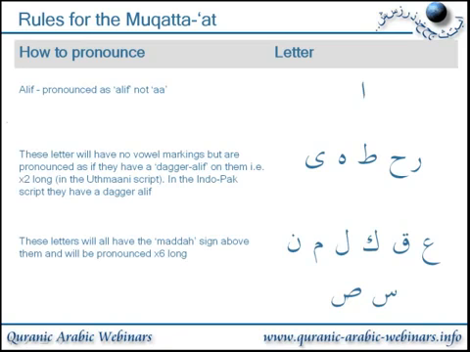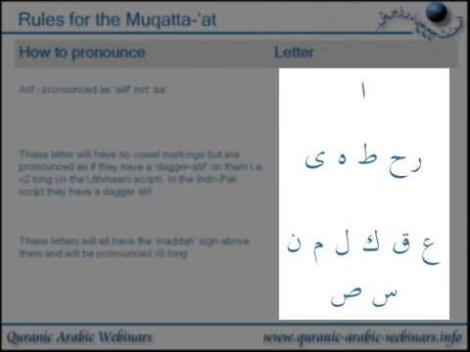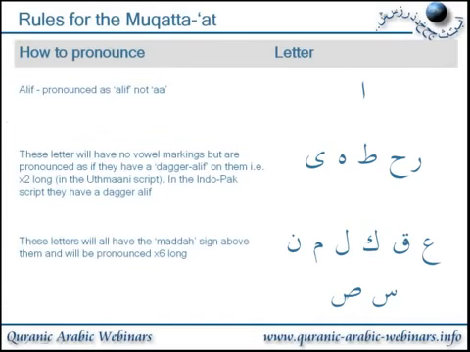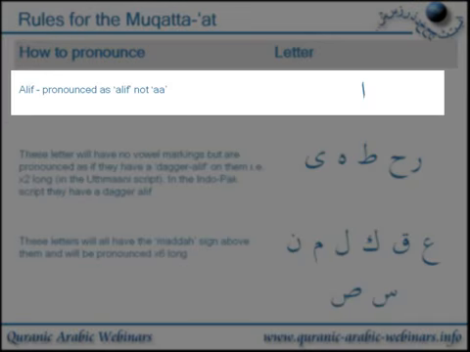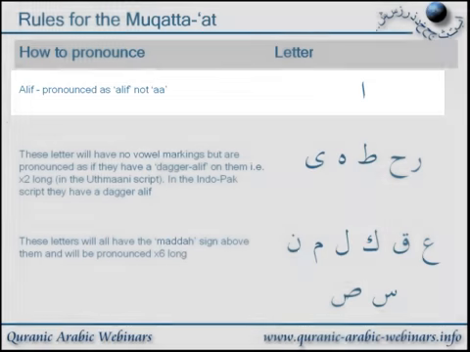So what we've got here then are the rules for these abbreviated letters, and I've broken them down into three groups. All of these letters that you're looking at are the only ones that will appear as these abbreviated or separate letters, and they follow three different rules. The first one is the letter alif. This is pronounced as alif and not as a. When you say alif, it's just as long as it takes to say the word alif. So we could say that's just one long.